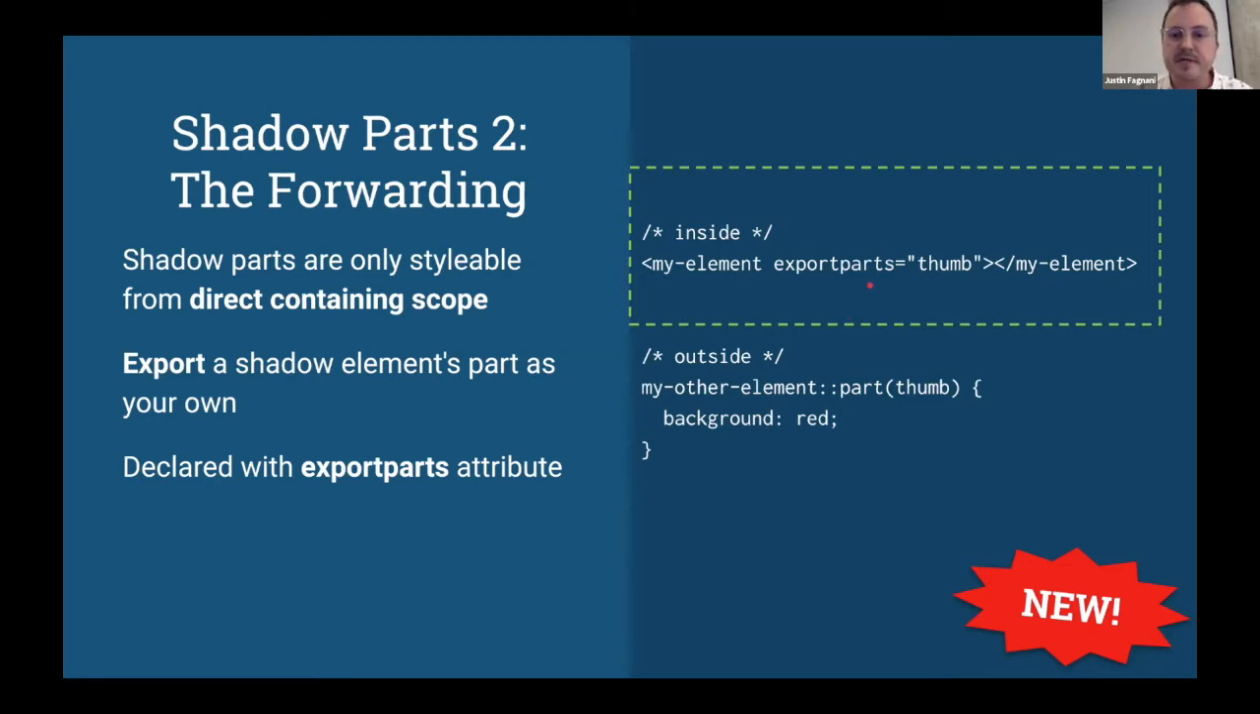And so you do that by using the export parts attribute here. And what you say is what part you want exported. And you can rename this if you need to, but by default it keeps the same name. And now you'll see if we have some other wrapper element that's going to wrap our my element, that you can style the part just like you could before. And via forwarding, you can forward parts as far as you need to up the tree.